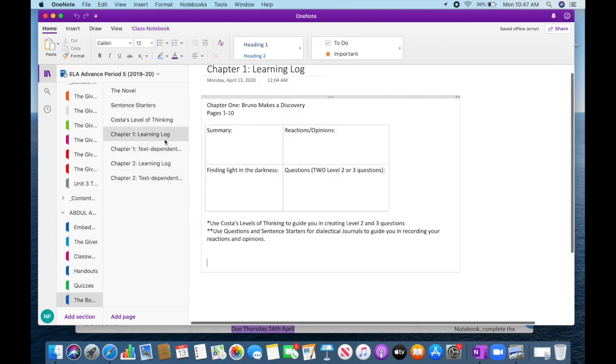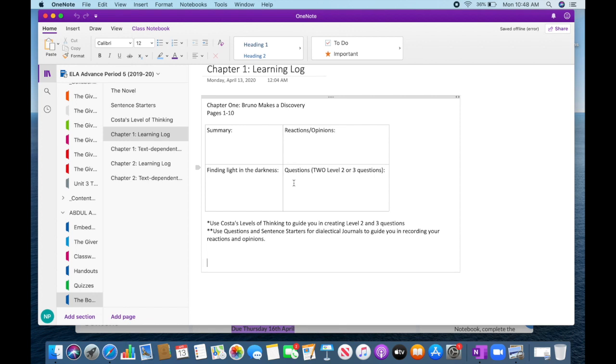We go back to the learning log. This time we're looking to find light in the darkness. So what's happening that could be considered really dark? And how are they finding light? So maybe something bad is happening. How are they looking to improve the situation? How are they looking to find that light, to find that hope, to find that goodness? And that's where you're going to make those connections.